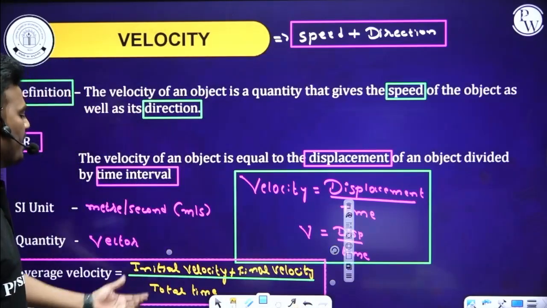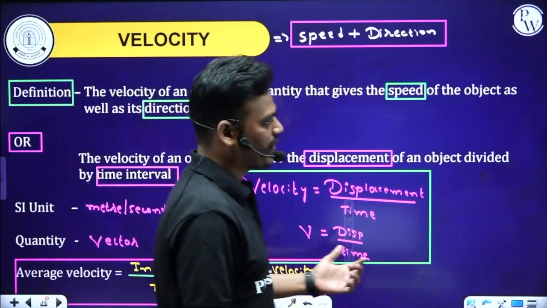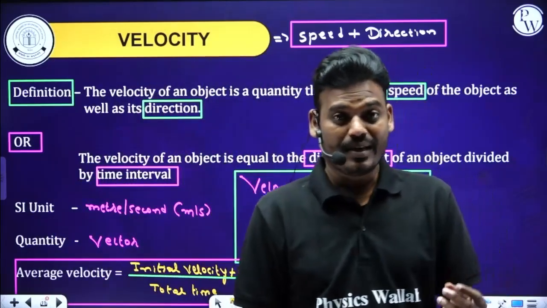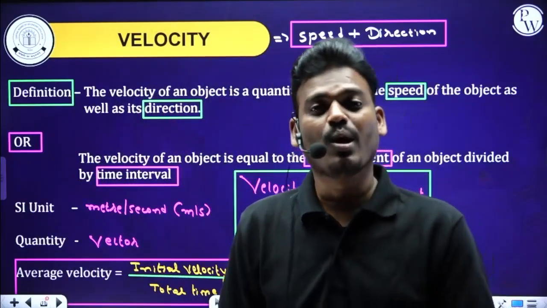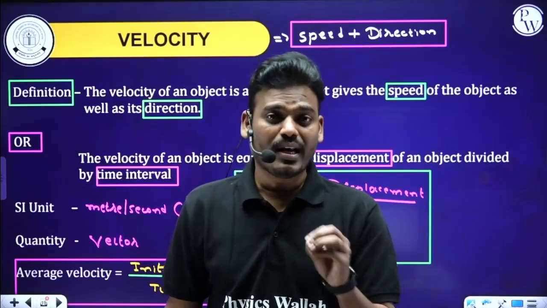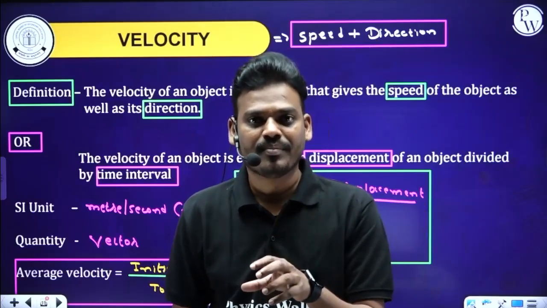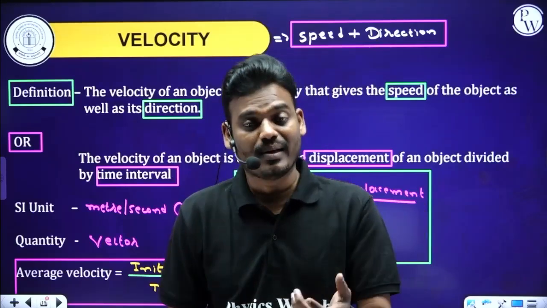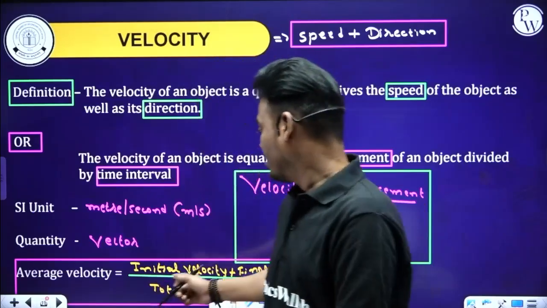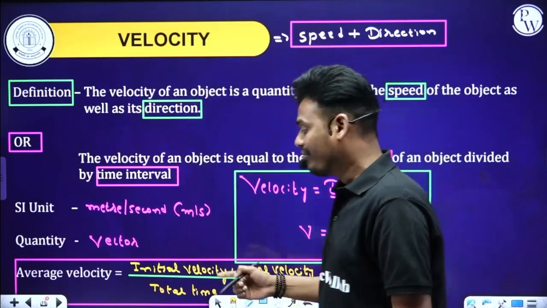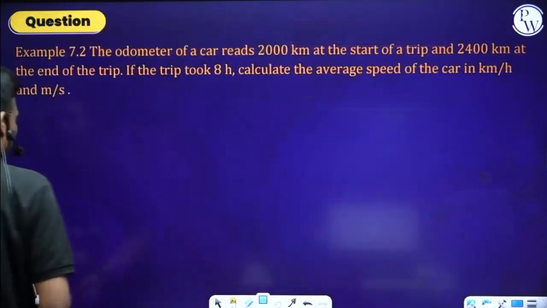That means the initial velocity of the body is different and the final velocity of the body is different. Then you can call it a variable or non-uniform motion. What if the velocity is the same at every interval of time? Then you can call it a uniform motion. But this one is for a non-uniform motion. Now let's move on to the next one.